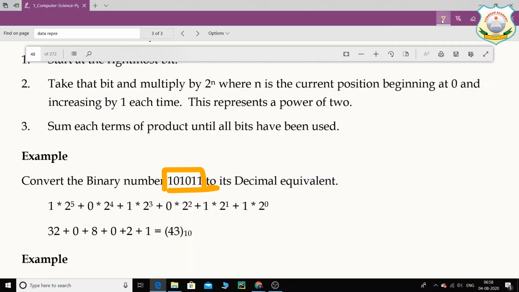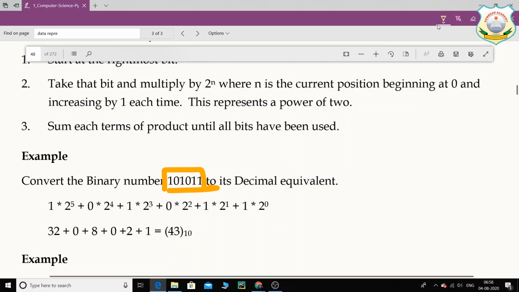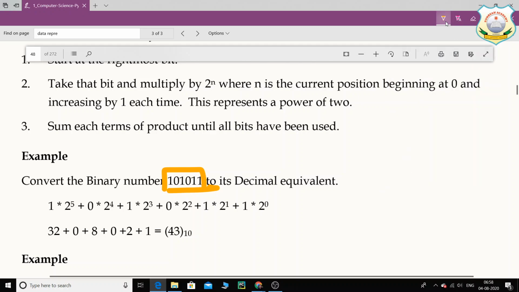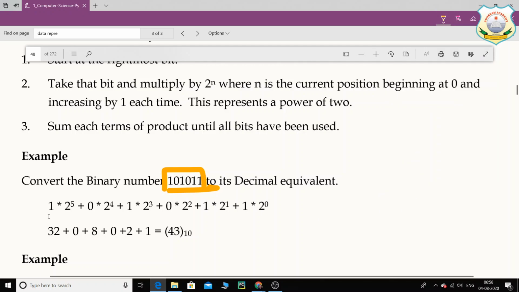Just a minute, let me make this size a bit less. Okay, then this is the procedure that we need to follow, isn't it? If this is the number.